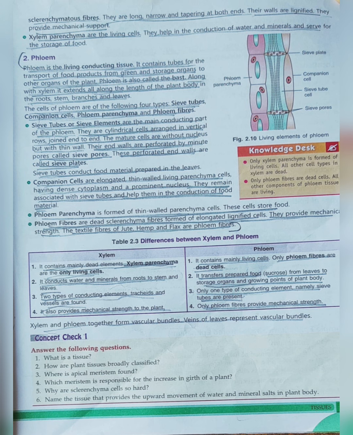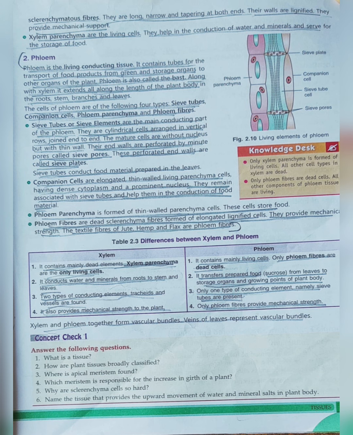Phloem. Phloem is the living conducting tissue. It contains tubes for the transport of food products from green and storage organs to other organs of the plant. Phloem is also called the bast. Along with xylem, it extends all along the length of the plant body in the roots, stems, branches and leaves. The cells of phloem are of the following four types: sieve tubes, companion cells, phloem parenchyma and phloem fibers.